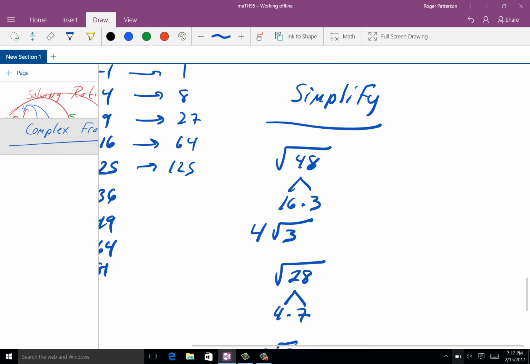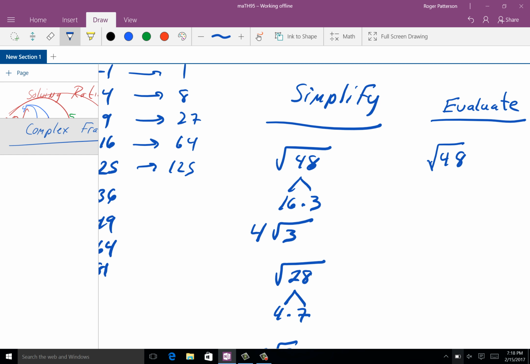All right, right beside it, I'm going to use the word evaluate. Now, evaluate is going to be a little different. When you evaluate the square root of 48, you actually use your calculator to come up with what the square root of 48 is. Okay, so that's the difference.